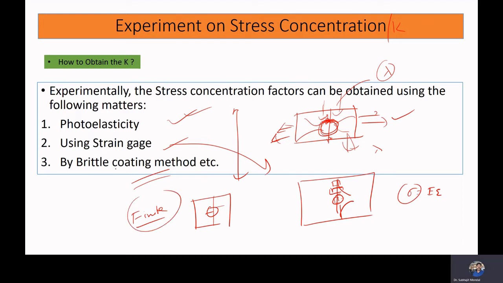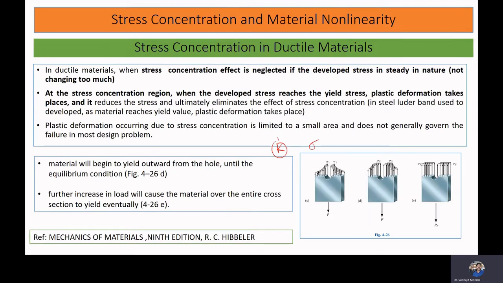So here we have an alternate way, that is the finite element method, but that is not an experimental method, that is a numerical method through which we can find the stress concentration. Okay. Now, till now what we have discussed is what the stress concentration is, what is affecting it, and how we can find it. Now we will discuss how the stress concentration is affecting a ductile material, and then again we'll discuss how the stress concentration is affecting your brittle material.